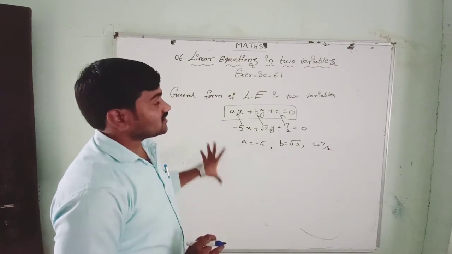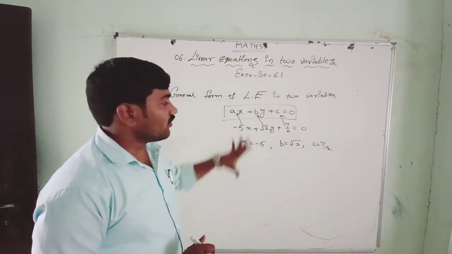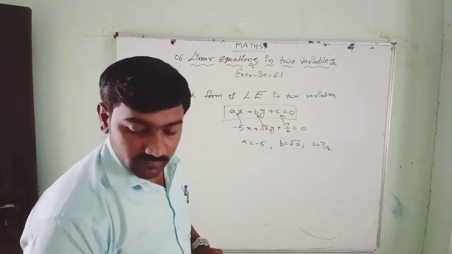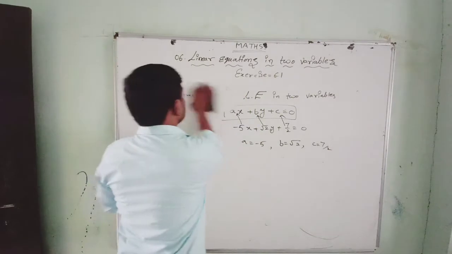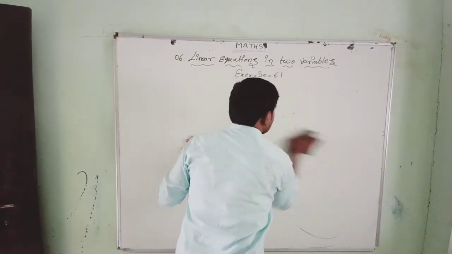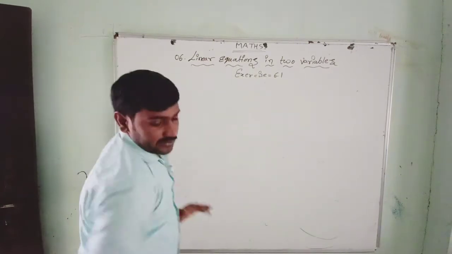Now this is the way we have to complete our exercise number 6.1. The only thing is we have to indicate the a, b, c values. That's it. So without wasting your time, let us start exercise number 6.1. Here you can understand clearly.